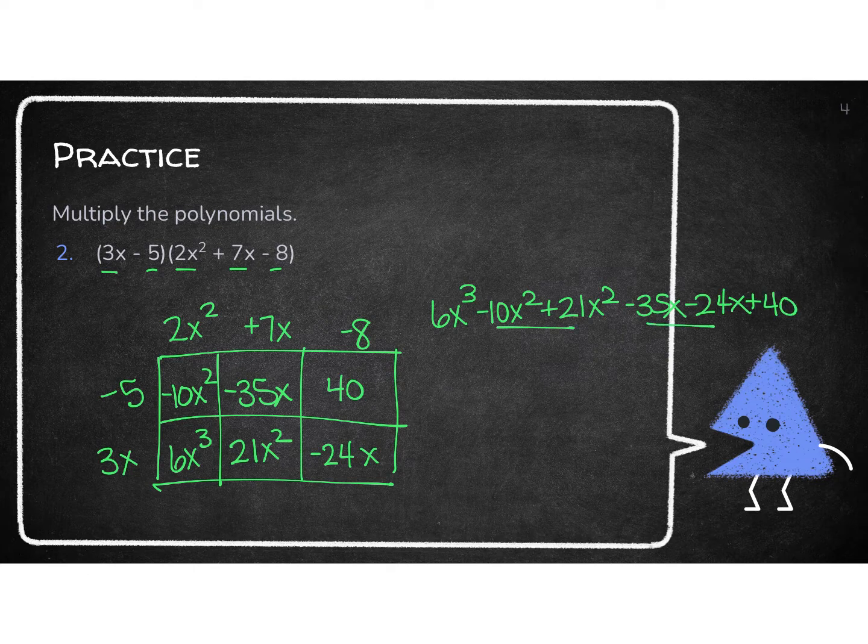Combine your like terms. So I get 6x to the third. Negative 10 plus 21 is going to give me plus 11x squared. Negative 35 minus 24, negative 59x, and then plus 40.